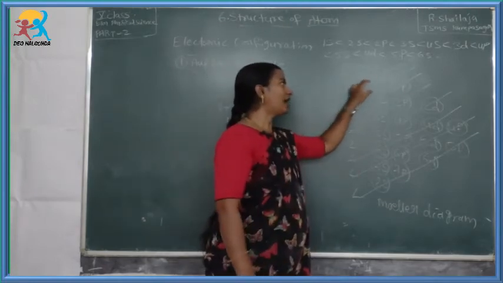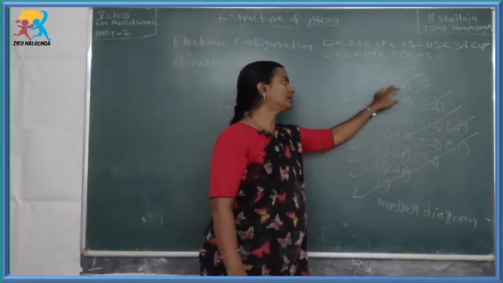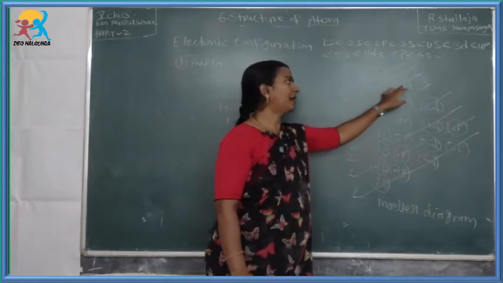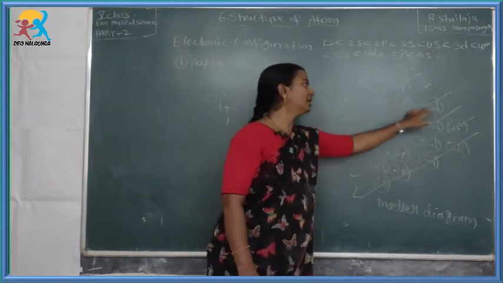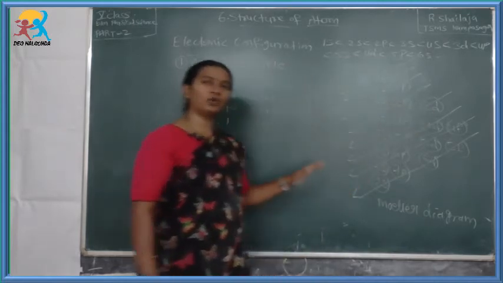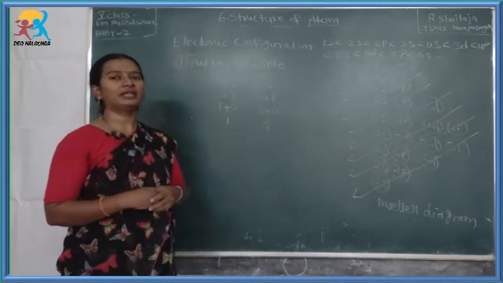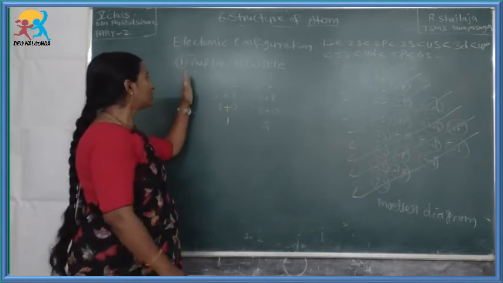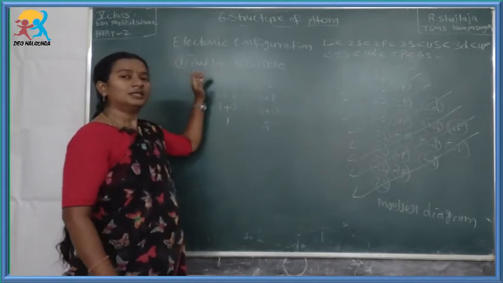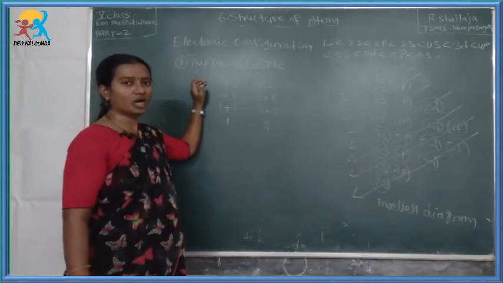So the first arrow goes to 1s, so it has less energy, then 2s, then 2p and 3s, next 3p, 4s, 3d, 4p, 5s. This is how the energetic orbitals continue. First we have to fill electrons into the lowest energetic orbital, then into the next energetic orbital. So the Aufbau principle is: the electrons first fill the lowest energetic orbital, then enter the next energetic orbital.